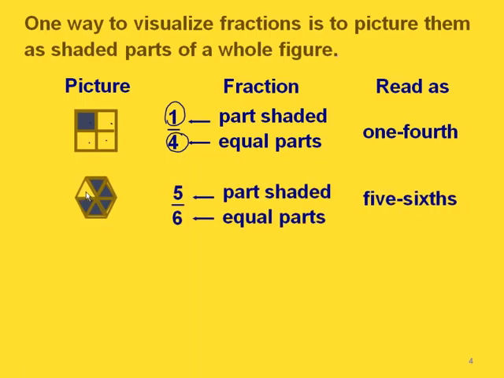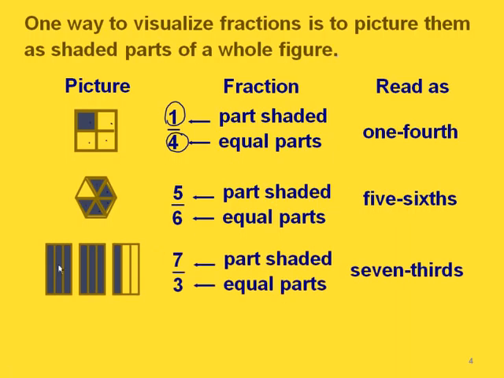In this one we have 6 equal parts in our picture, and out of those 6, 1, 2, 3, 4, 5 are shaded. For our fraction, we end up with a numerator of 5 and a denominator of 6, and we would read this as 5/6.